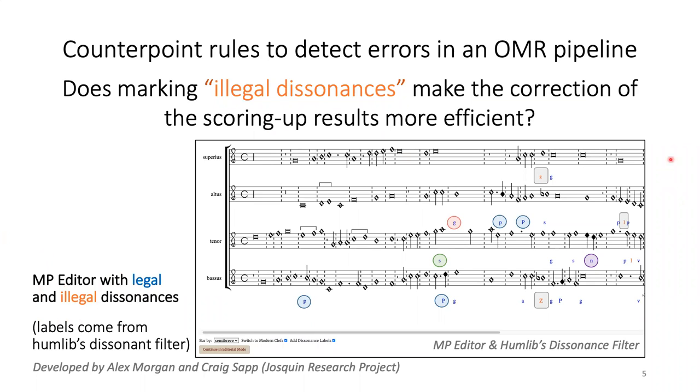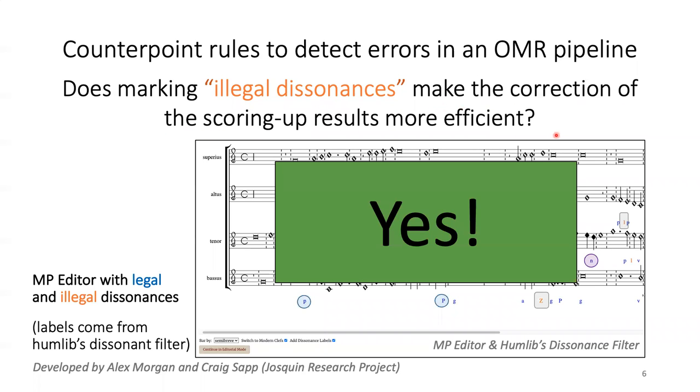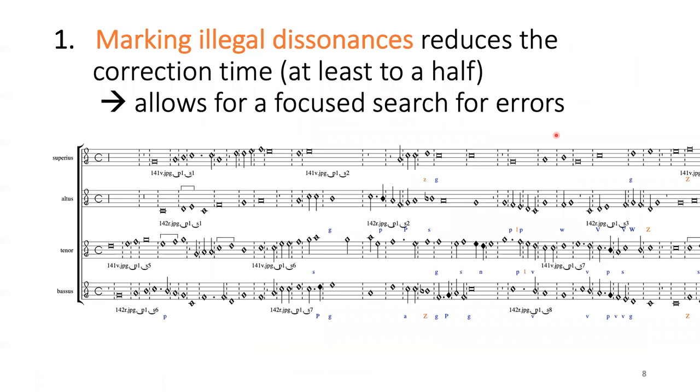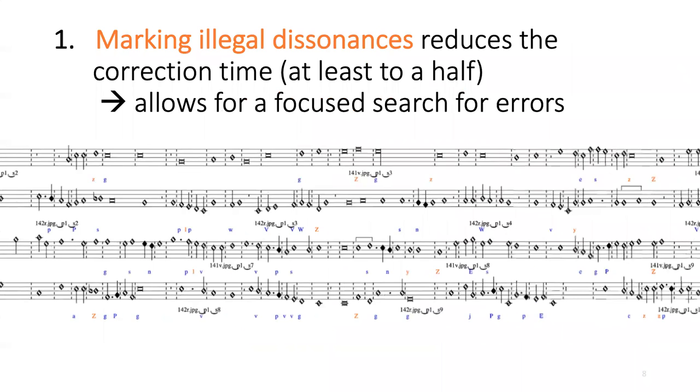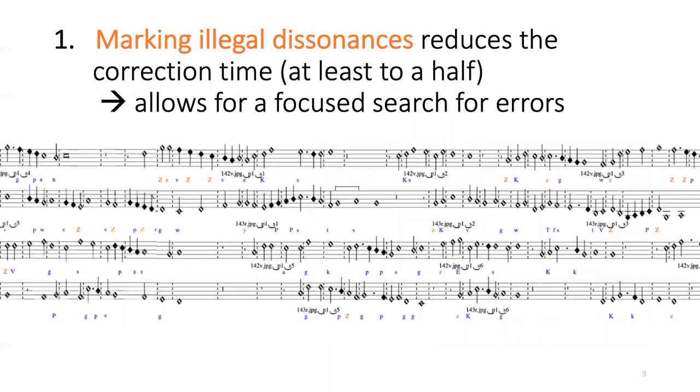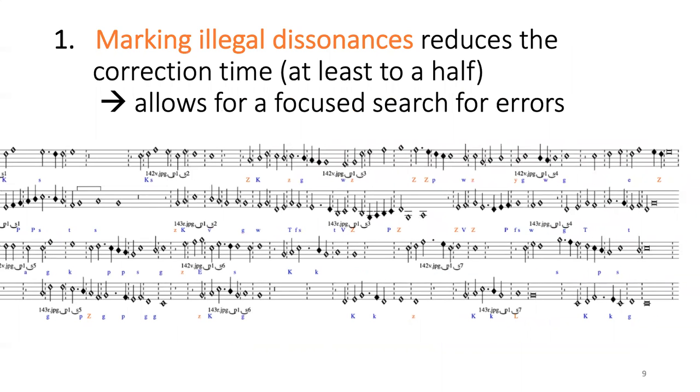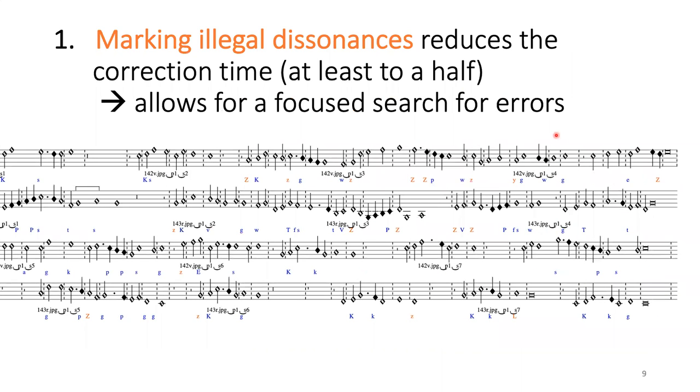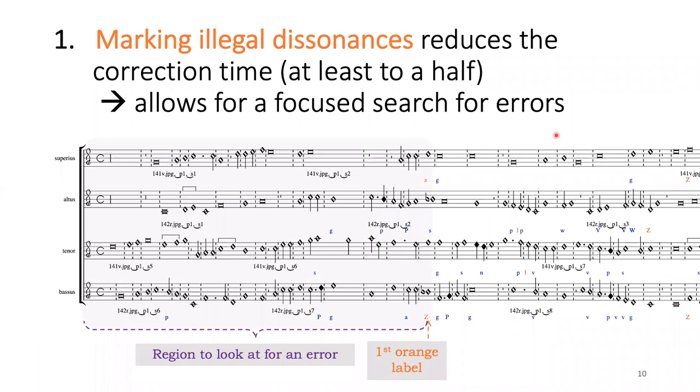So to the question, does marking illegal dissonances make the correction of the scoring up results more efficient? The answer is yes. Some of our findings reveal that marking illegal dissonances reduces the correction time at least to a half, because rather than going through the whole score and figuring out which note causes the misalignment of these voices, you can just look at the notes preceding the first orange label, allowing for a more focused search for errors, since the notes in this region are the ones responsible for that orange label in the first place.